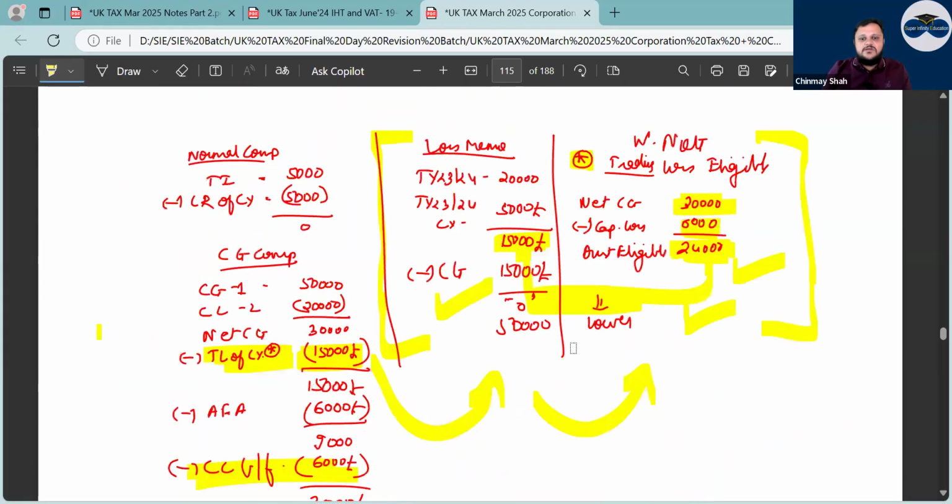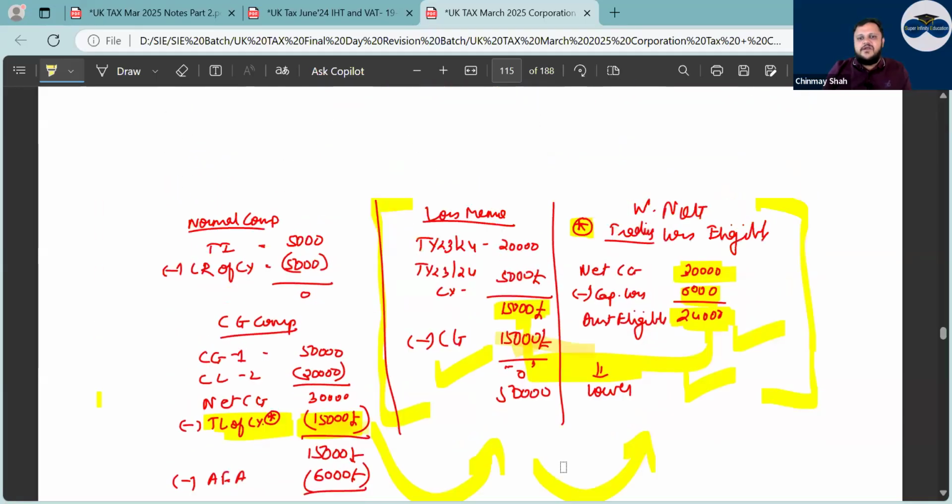Have a look here. Have a look. Loss memo. You have somewhere around 50,000. Okay. 15 or 24, whichever is lower. You take 15,000 deductible, correct? You can try this today.